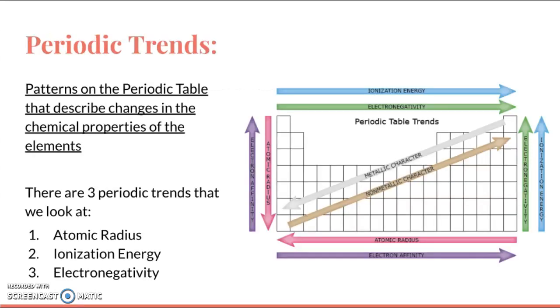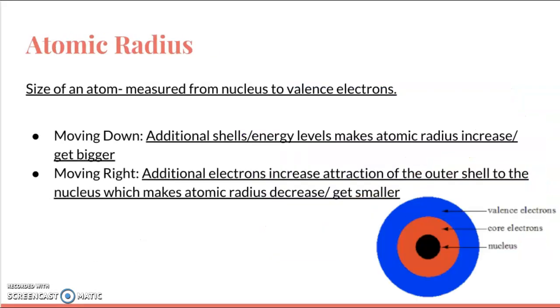So, periodic trends. The definition that I want you to copy down is that it's a pattern on the periodic table that describes changes in chemical properties of the elements. We're going to look at three periodic trends today: atomic radii or radius, ionization energy, and electronegativity. So let's get started on our first one, atomic radius.